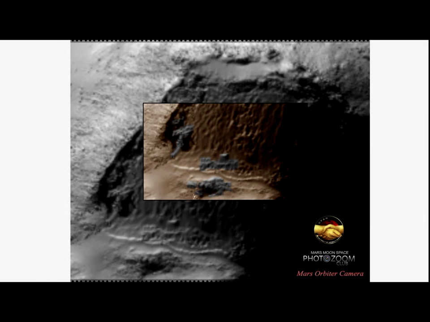Is this a spaceship of some kind? Is this a building? Is it connected to these buildings over here? And is that some sort of outlet from the lake where they're draining water from and transporting water to other facilities? What do you think?